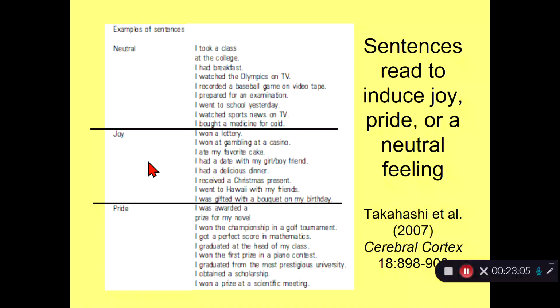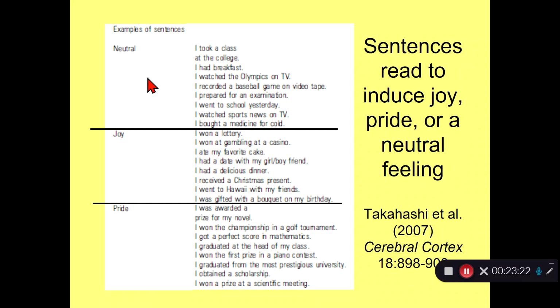Then they subtracted that activity from the brain activity that was evoked when a person read a sentence that evoked joy or read a sentence that evoked pride. So they were able to find the parts of the brain that were specific to joy and pride, and not just reading any old sentence.